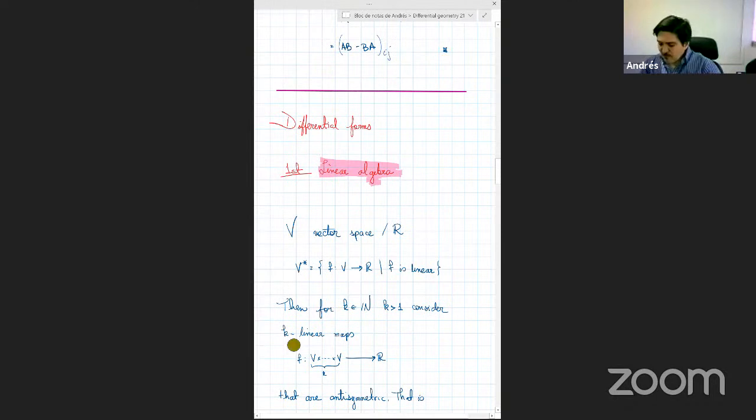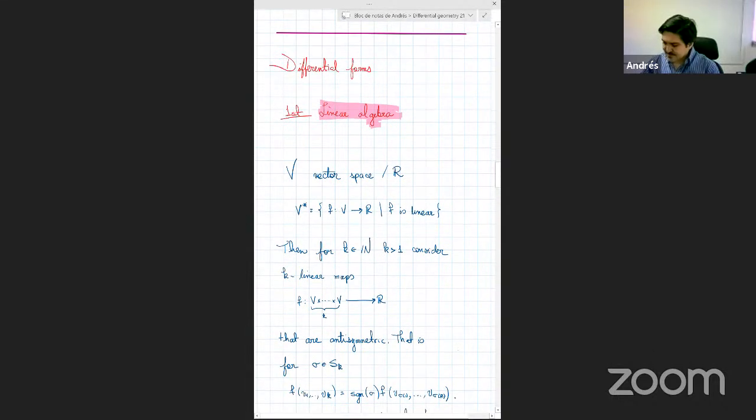But we don't stop at linear maps. We will require them to be anti-symmetric. So here is where the permutation group S_k enters. Anti-symmetric means that for any k vectors that you put here, and you make a permutation, you will get the same value up to a sign that depends on the permutation. Remember that you have odd permutations and even permutations. So this equation is required, and that's what we mean by anti-symmetric.